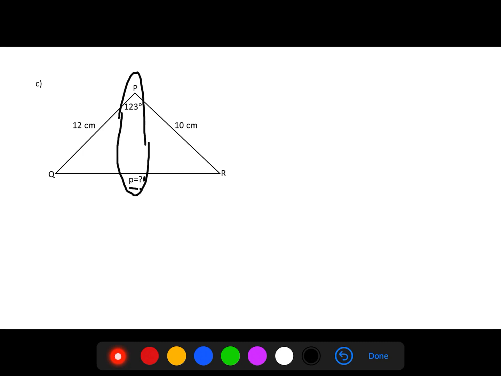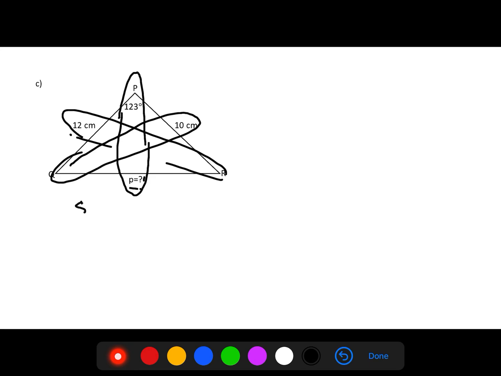Part C. Again, we need to find a side. We do have the angle that goes with it, angle P, to go with our ratios, but we notice that we don't have angle R and we don't have angle Q, which means we can't use sine law. This is an example of side, angle, side: we have an angle in between the two sides that we're given, which means we don't have a full ratio to use sine law. We have to use cosine law.